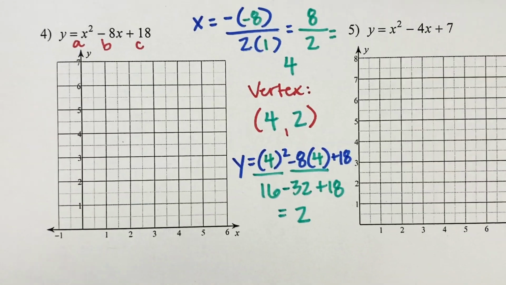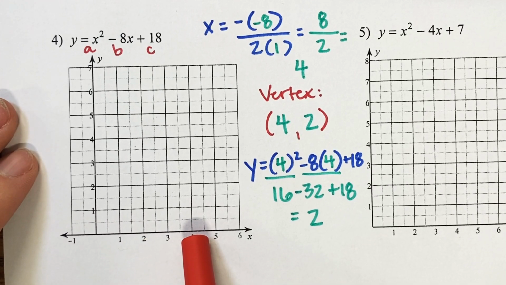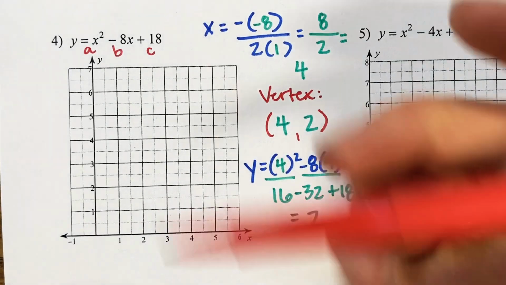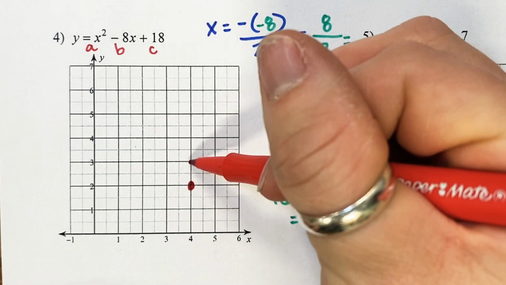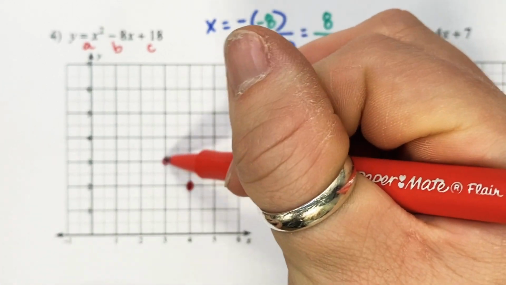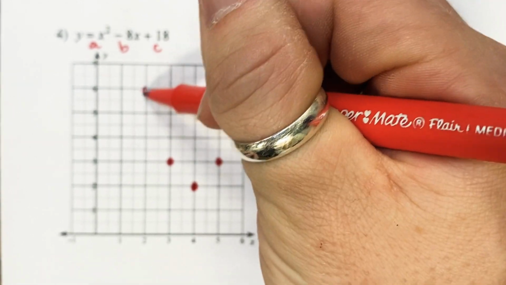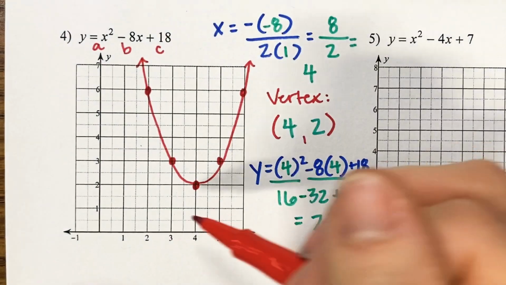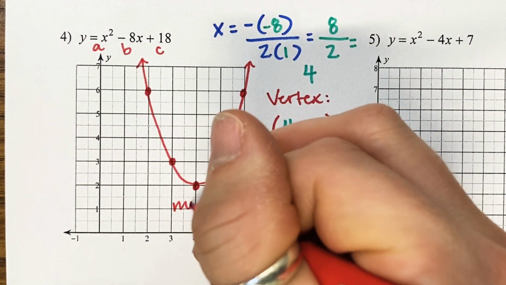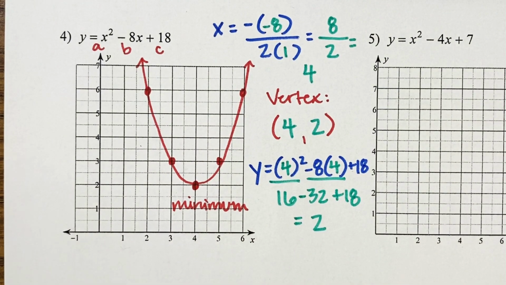Okay, so now that we found our vertex, we can go ahead and graph it. Okay, so find 4 on your x-axis first and go up to 2. And that is our vertex. Okay, now easy peasy, we can use our trick, up 1 over 1 on both sides, and up 3 over 1 on both sides. And there we go. Okay, since this vertex is at the very bottom, we know it's a minimum. Beautiful. One more example.